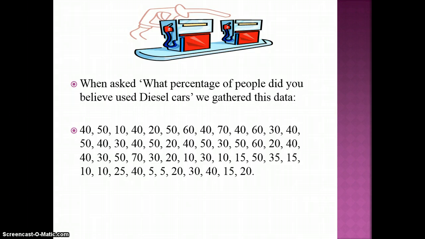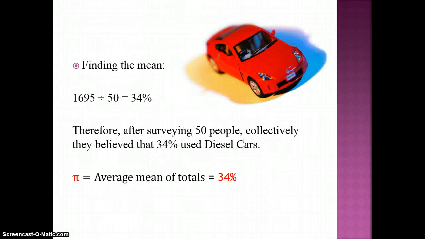We will use this information in the next slide to calculate our sample mean, which we'll use later on in our formula. To find the mean, we add all the values on the previous slide together, which gives us a total of 1,695. We divide this by 50, which is our sample size, and this gives us 34%. We use the notation pi to represent our average mean of the totals, which we'll use later on in our formula.